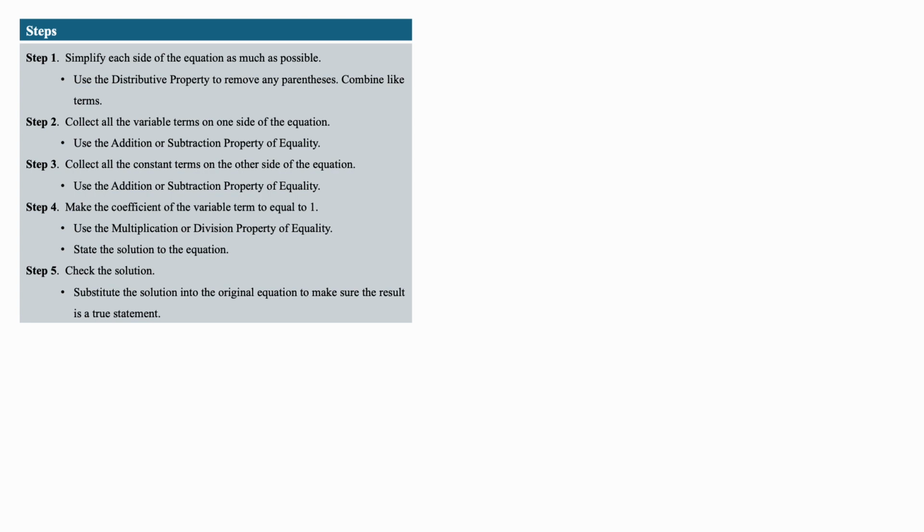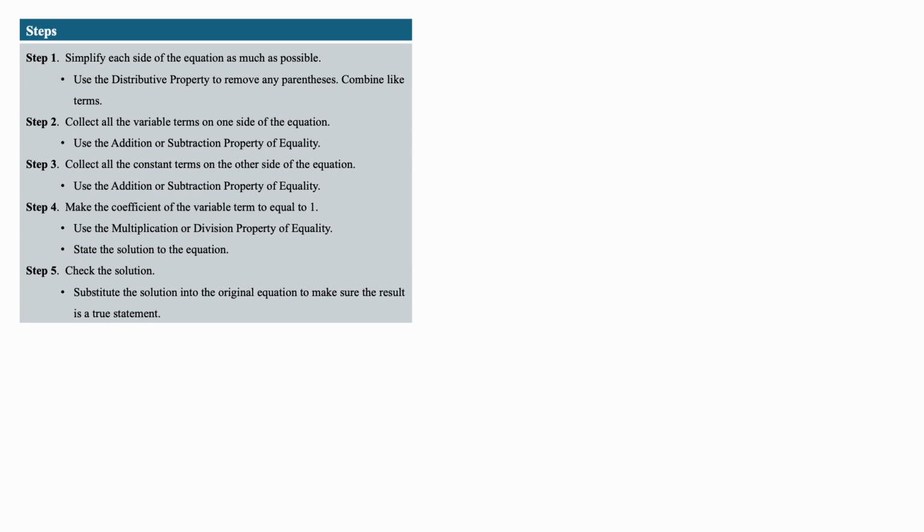And then steps 2 and 3 are to collect all the variable terms and constant terms on either side of the equation, such as using addition, subtraction, and so on. Step 4 is to make the coefficient of the variable term equal to 1. So you can't have 2x, 2y, or 2u, you have to have just 1. Just x, just y, just z, anything with a coefficient of 1.